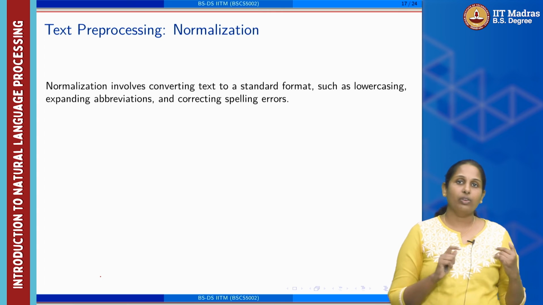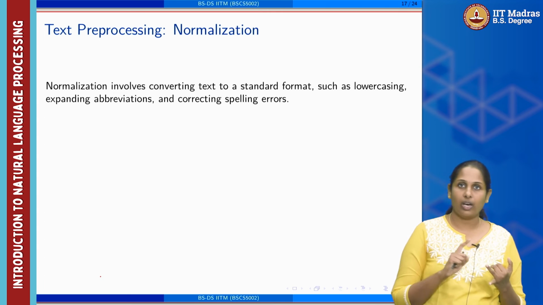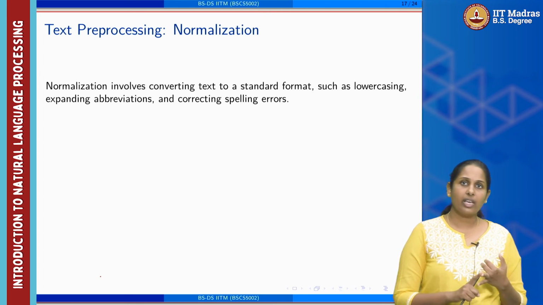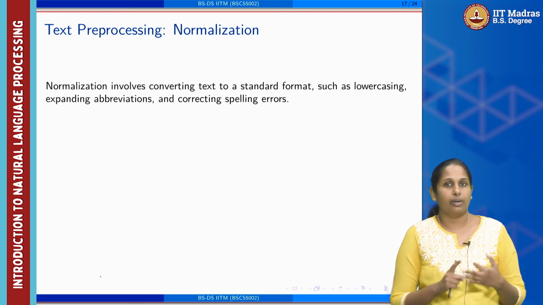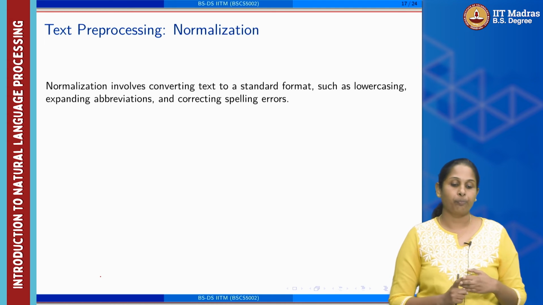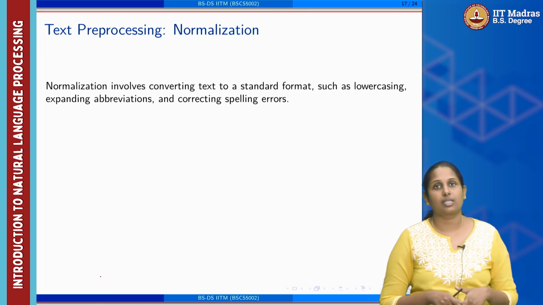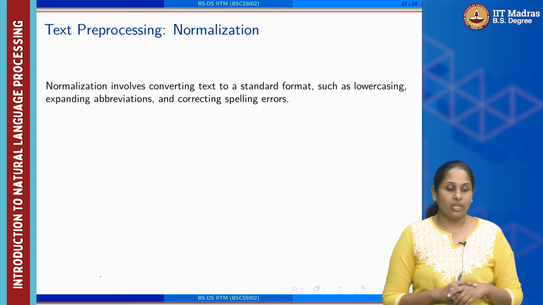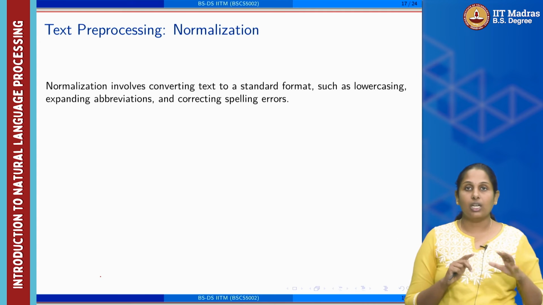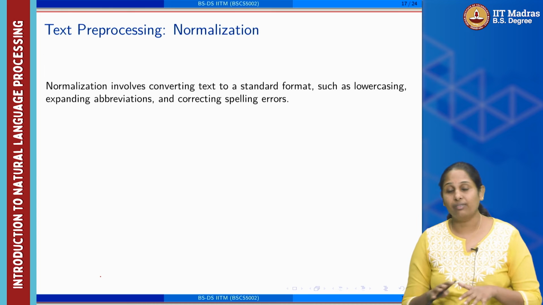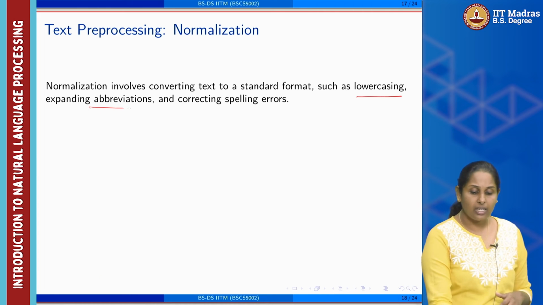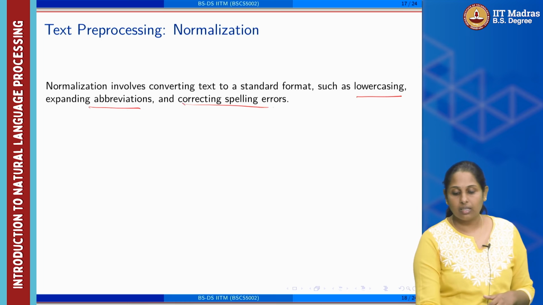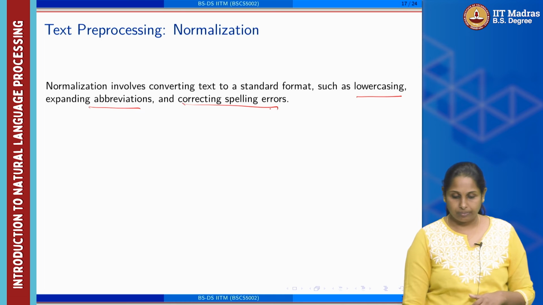Now, let us say we have tokenized, lowercased, and removed the stop words, depending upon the application we are working on. Now, another important step is normalization. Normalization involves converting the text into a standard format, such as lowercasing again, expanding some of the abbreviations, and correcting some kinds of spelling errors.